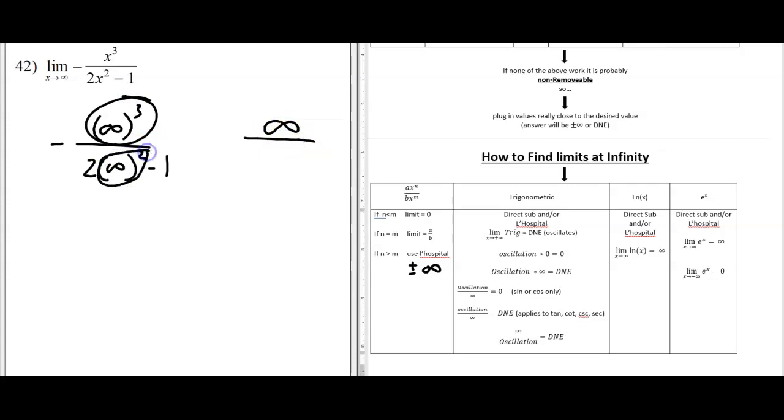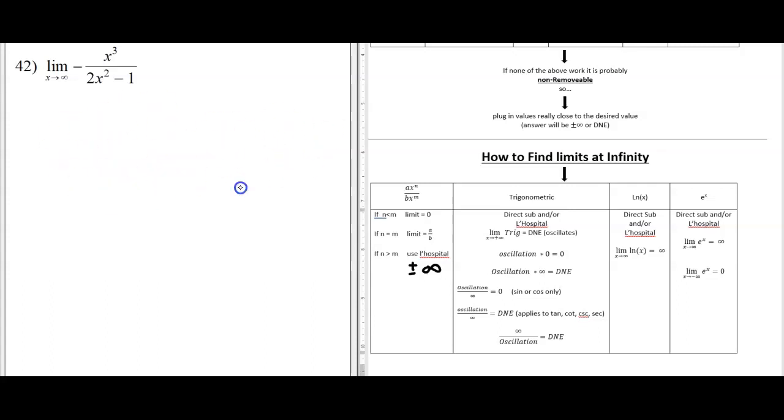Infinity squared is infinity. Times 2 is still infinity. And minus 1 is still infinity. So we end up with negative infinity over infinity. All right? And so that's a L'Hopital problem. We don't do factoring when it comes to limits at infinity. We only do L'Hopital's rule.